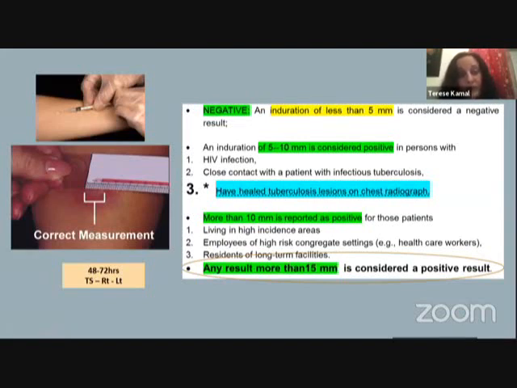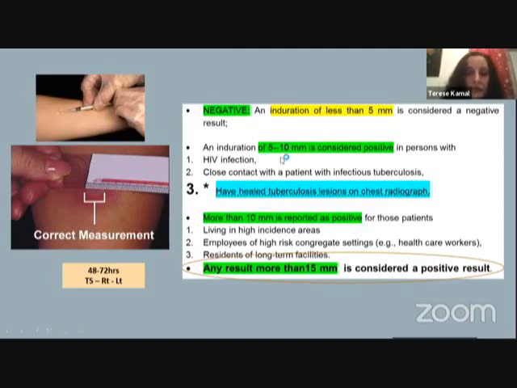We need to know the size of the induration, which is the diameter of the induration. Some use the vertical and horizontal, and some use just the horizontal diameter. We know that if a patient has less than 5 millimeters, it's negative, and if it's above 15, definitely it's positive. But we have this gray zone where the induration is between these two figures.